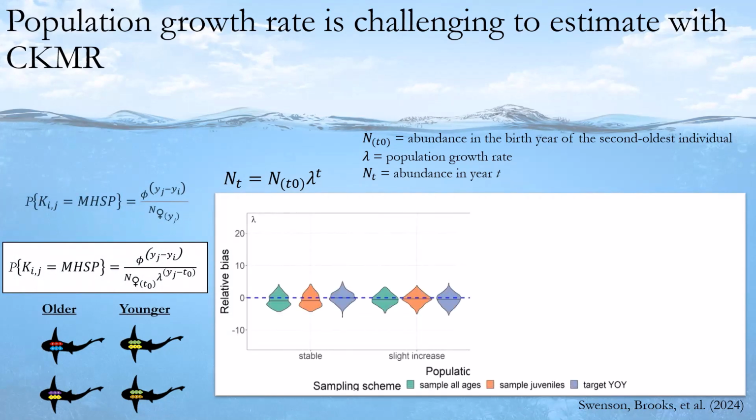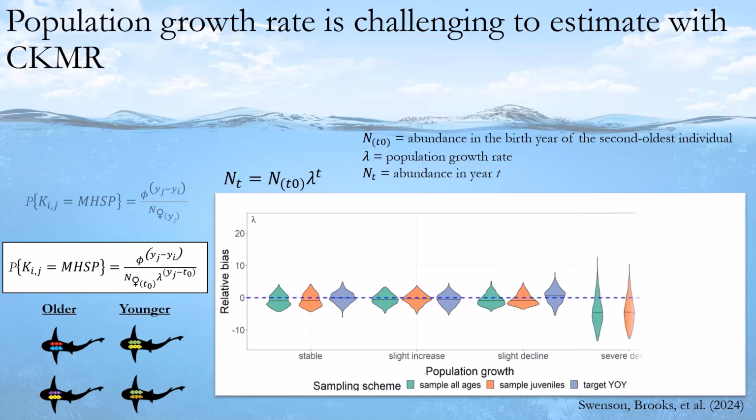So these violin plots show the relative bias that we observed after 500 distinct individual-based simulations with different population trends. And this relative bias refers to estimates of lambda. And we apply this to different sampling schemes where we assume that different age classes of our population were available to sample. So the green violin plots were scenarios where we assumed all ages were available to sample. The orange are when all juveniles were available to sample, and the purple is when we just targeted sampling to young of year over 4 different years. And whether the population was stable, increasing, or declining, our model produced unbiased estimates of lambda on average.